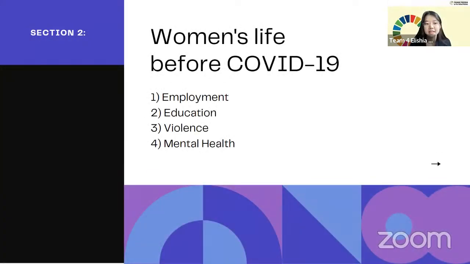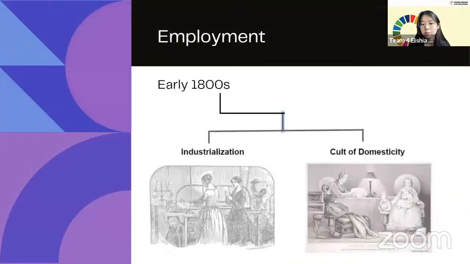So now that Layla has covered general women's rights policies globally, Ellie and I will be diving into more specific women's rights issues. So I will start by describing how women were doing pre-COVID, so some fun history, as a certain virus drastically shifted the position of women in society. I'll be doing that based on 4 major categories: employment, education, violence, and mental health. So first, let's start off with employment.